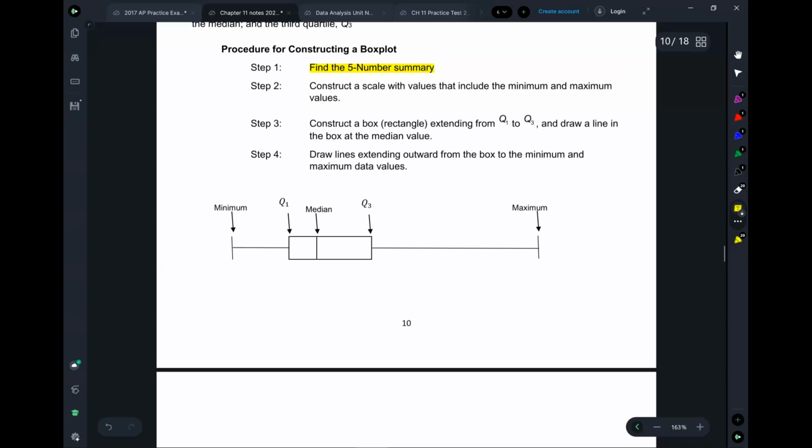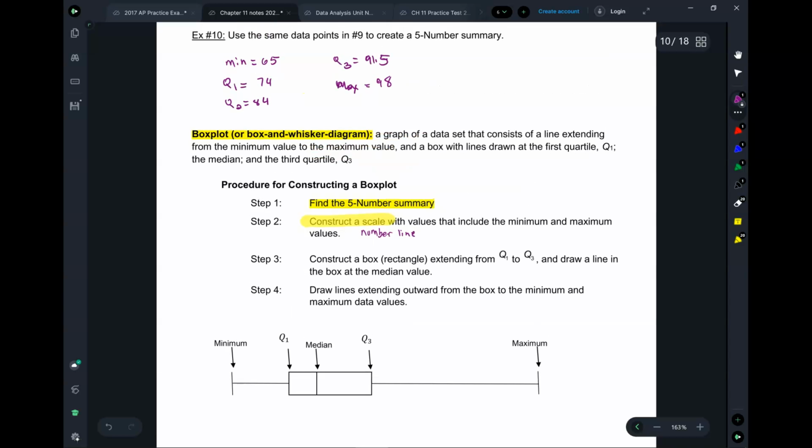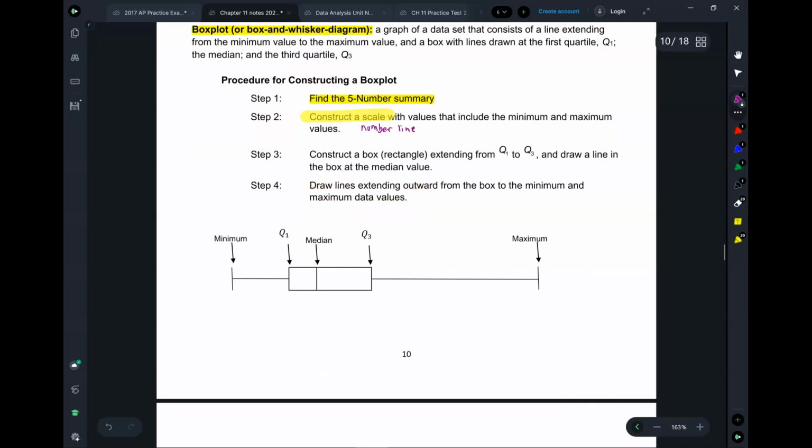Next, you have to construct a scale with values that include the minimum and the maximum. So basically, this is a number line. You have to construct a number line that includes the minimum and the maximum, like from 65 to 98. And then you calibrate it in equal intervals.